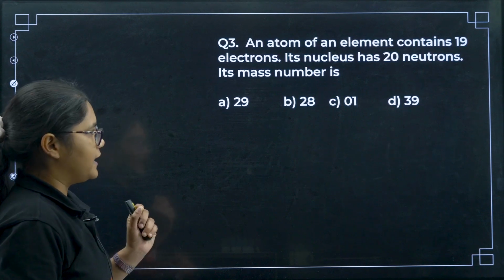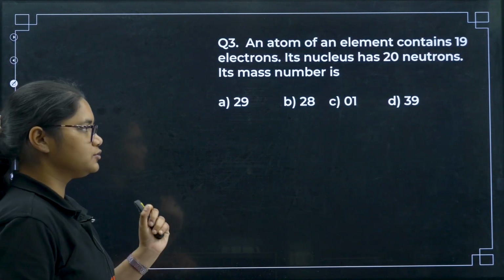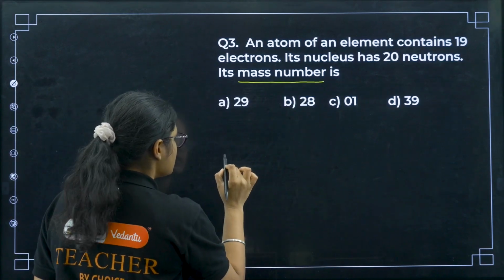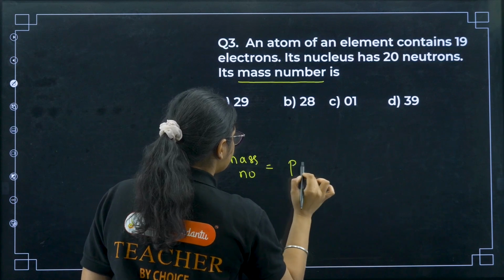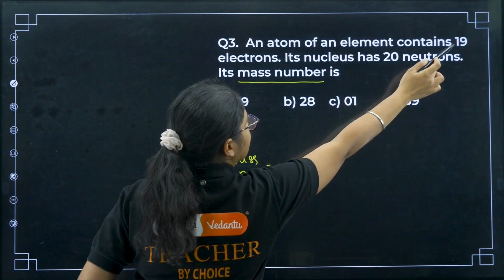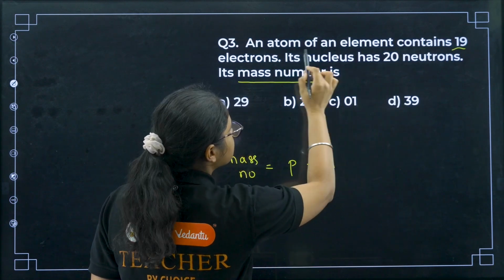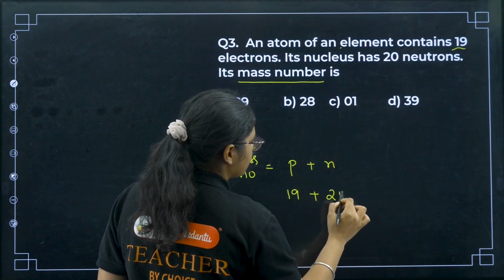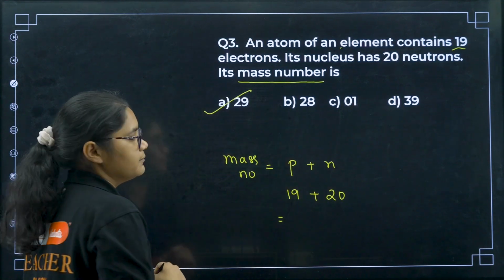An atom of an element contains 19 electrons. Its nucleus has 20 neutrons. What is the mass number? This is a very simple question. Mass number is equal to the sum of the protons plus neutrons. If the number of electrons is 19, then I can say the protons are also 19, because it is a neutral atom, and the neutrons are 20. So what's the total, the mass number? 39. That is option number A.